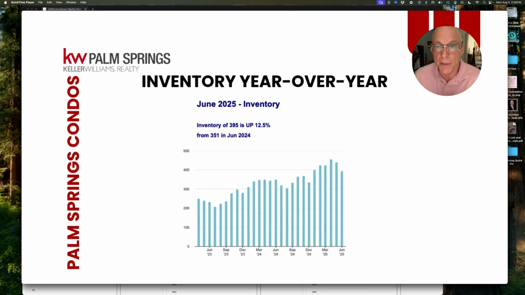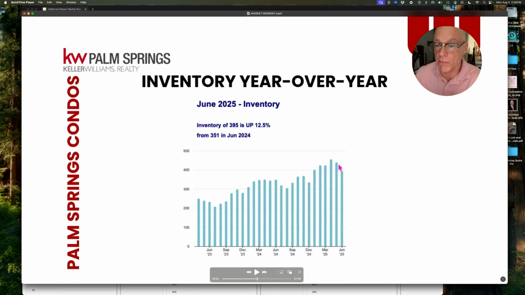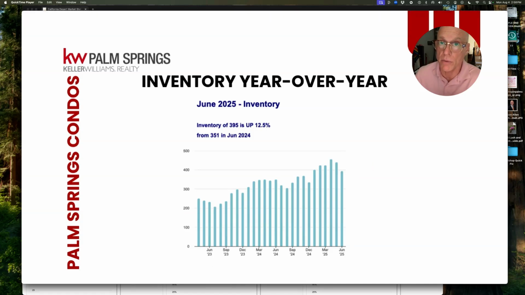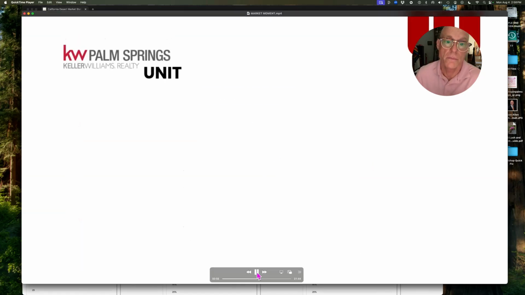This chart is something I take from what's available to me, and it indicates that our inventory is up for condos in Palm Springs 12.5% over a year ago. However, it's down from the previous month and the month before that. And if we go back to March, you can see we actually had more inventory than we do now, but that, going back to the previous chart, is where our pending rate and our sales were higher.